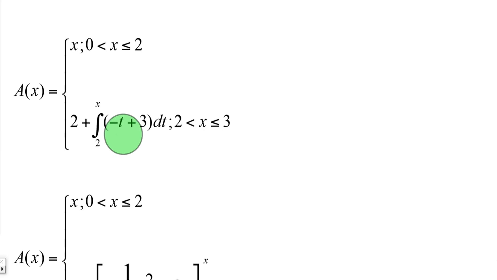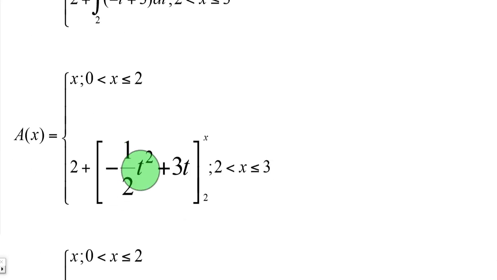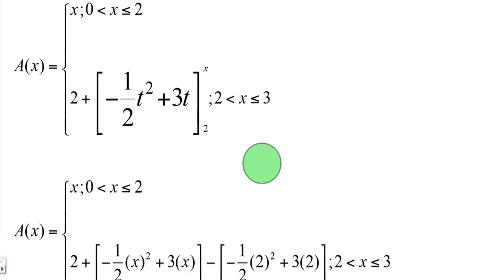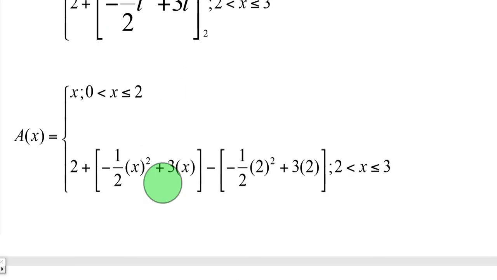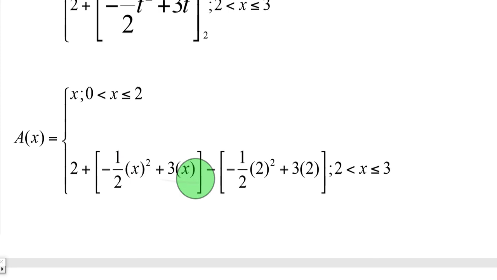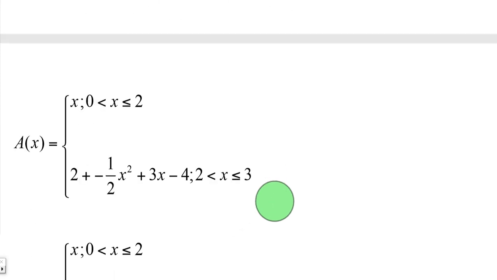And if we integrate that, we have to use the reverse power rule: -1/2 t squared plus 3t. That's from 2 to x, and that covers from 2 to 3 for x values. And once we simplify this, we have to plug in our upper and lower limit. So we have to plug in x for t for the upper limit. We have to plug in 2 for the lower limit, which is what I'm doing right here. So here's x being plugged in. Here's 2 being plugged in.